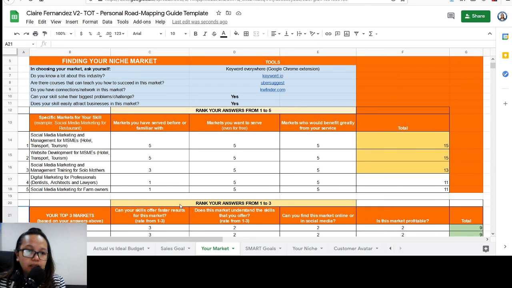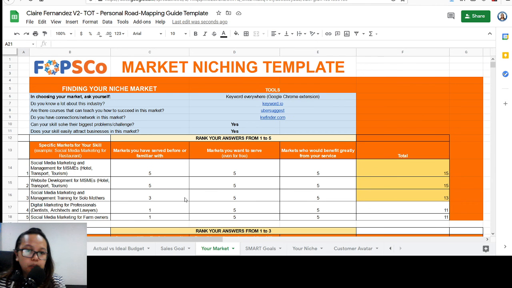And of course, let's try to explore the market. So how will we find the 50,000 pesos? We have the market niching template. In choosing your market, you have to ask yourself: do you know a lot about this industry? Are there courses that can teach you how to succeed in this market? Do you have connections, networks in this market? Can your skills solve their biggest problem and challenge?